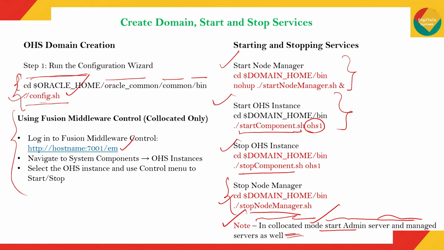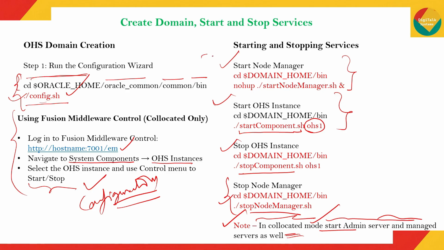So you can access the middleware or EM console. Then in the navigation options, you will get the system component and you can select your OHS instance. And from there as well, you can start, stop, and also do the configuration. So this is the main important difference between your co-located and standalone modes.